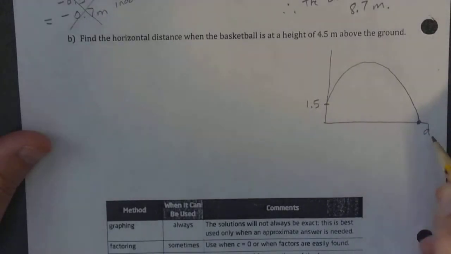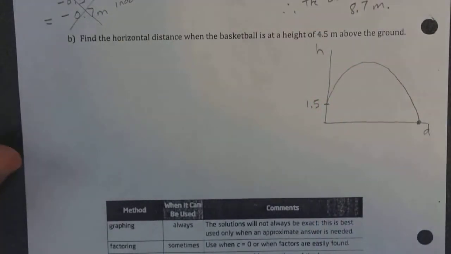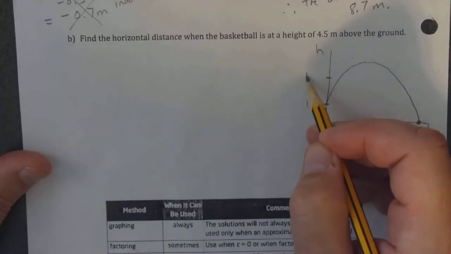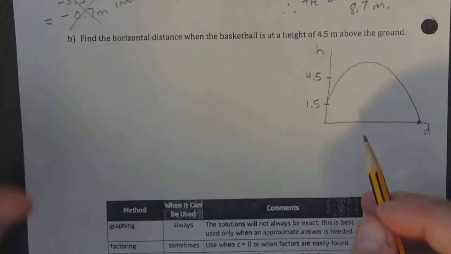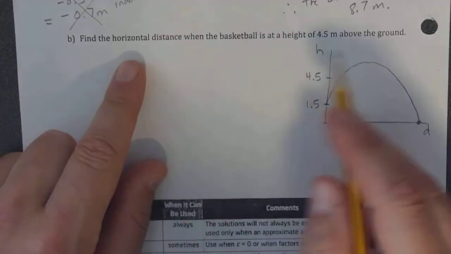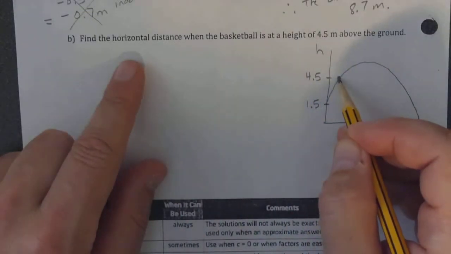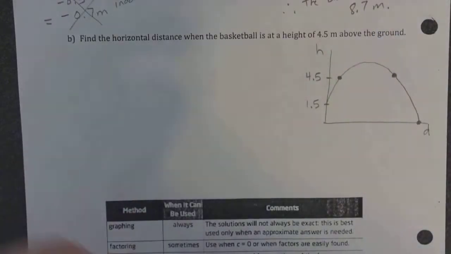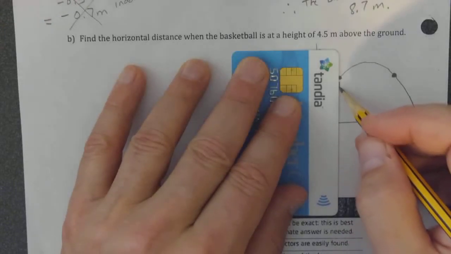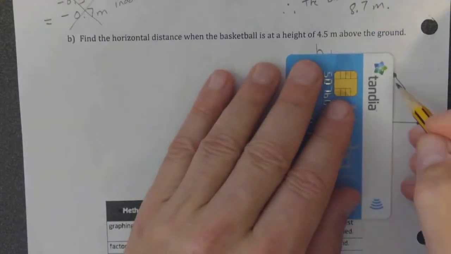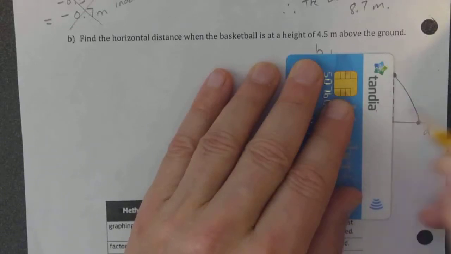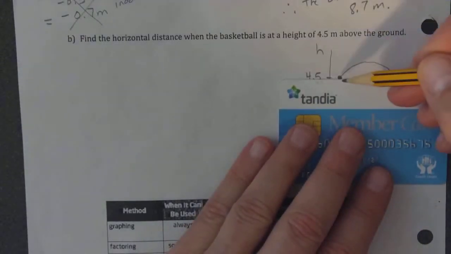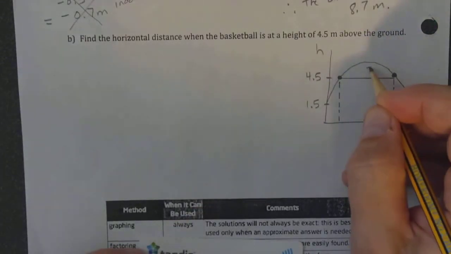We found that point already. It doesn't have anything to do with this question. That's the horizontal distance, that's the height. What they want to know is this. At 4.5, which is right there, let's pretend it's there. At a height of 4.5, what's the horizontal distance at that height? So what they want is that point and that point. If you bring these two dots straight down, that's your horizontal distance right there. This is what they're looking for.